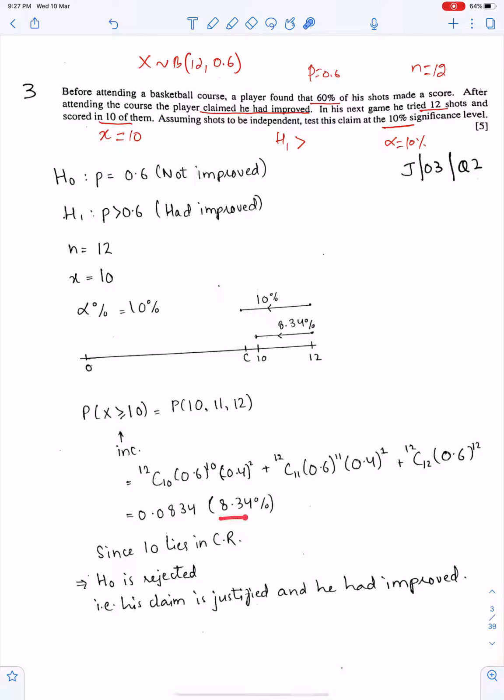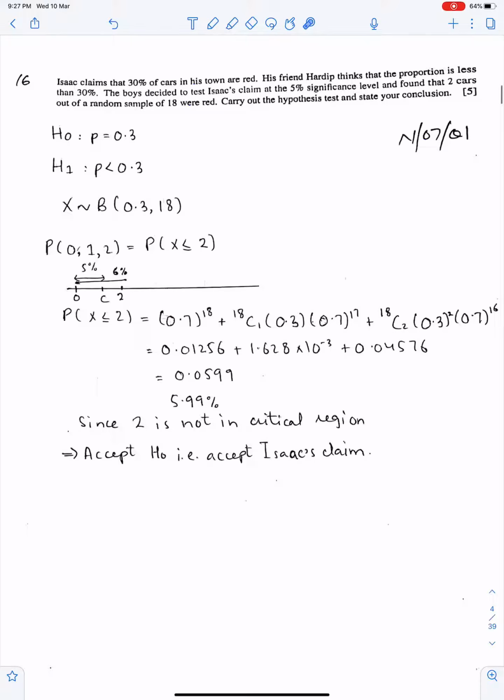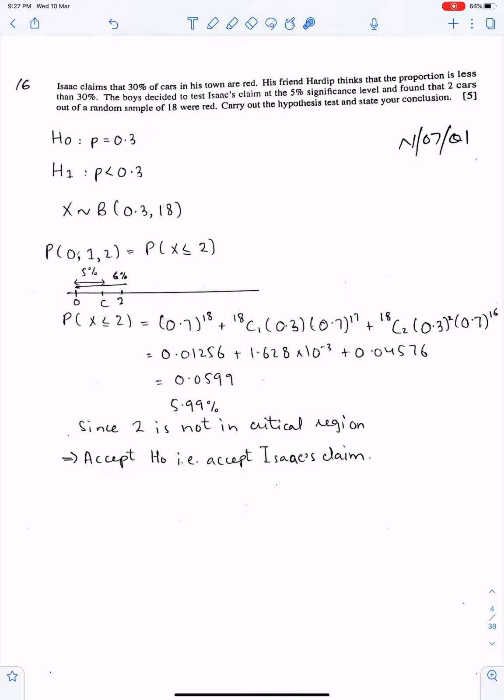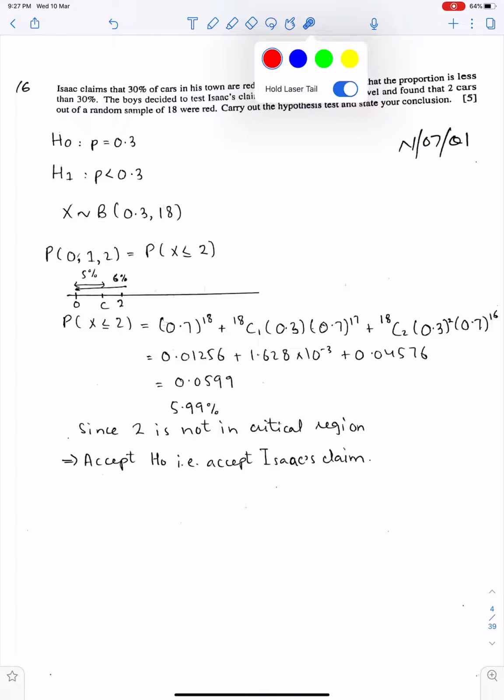And this probability is 8.34%, which is less than 10%. This probability is less than 10%. Therefore, this test value lies in critical region. Hence, we have to reject H naught. That means we have to accept his claim that the player had improved. His claim is justified and he had improved. I hope you have understood this question. This question is of binomial distribution. Another example of binomial distribution.